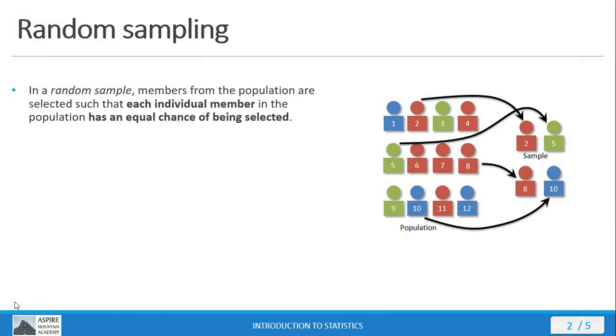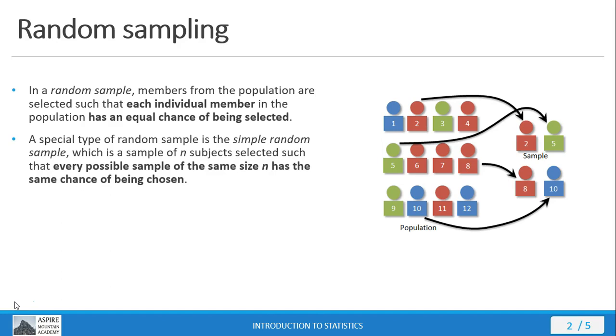So, to understand simple random samples, we first need to understand random sampling, which most people intuitively understand. In a random sample, each member in the population has an equal chance of being selected. So here we've got a population of 12 people. We're randomly selecting 4 of them. Because each member of the 12 has the same chance of being selected, this is what we would call a random sample.